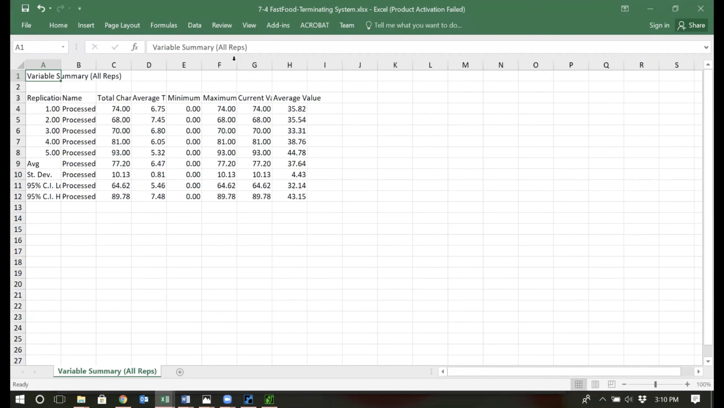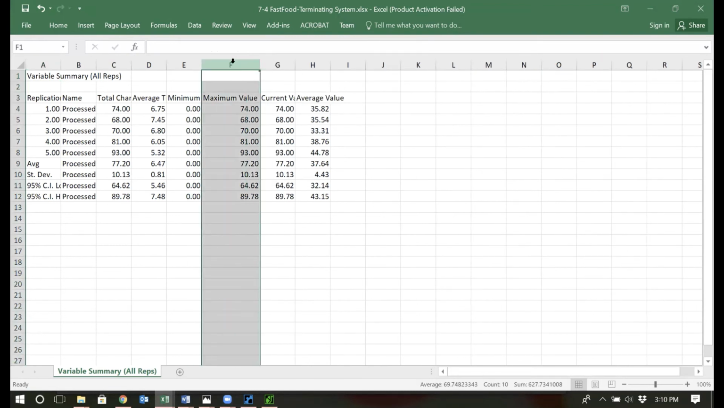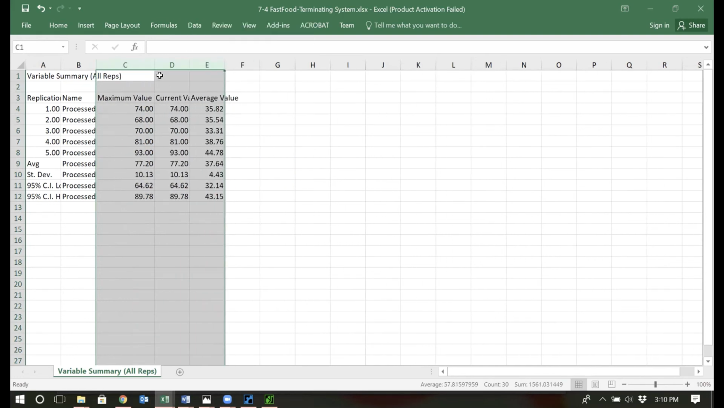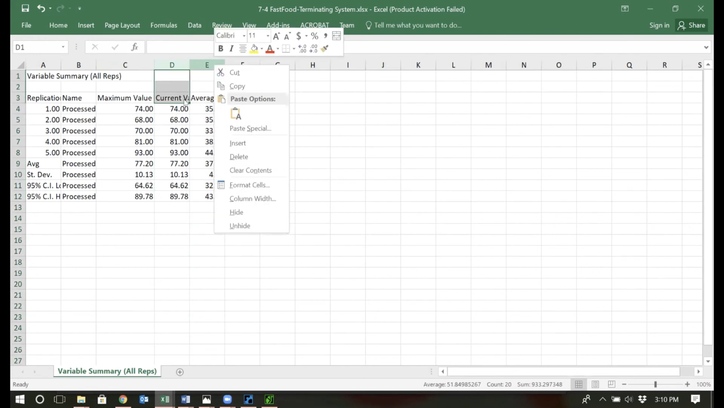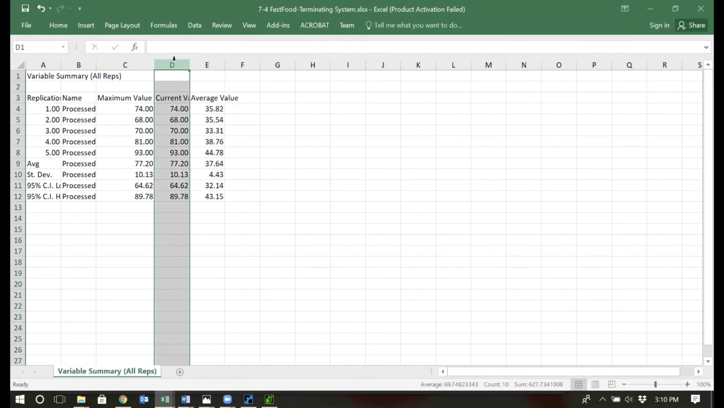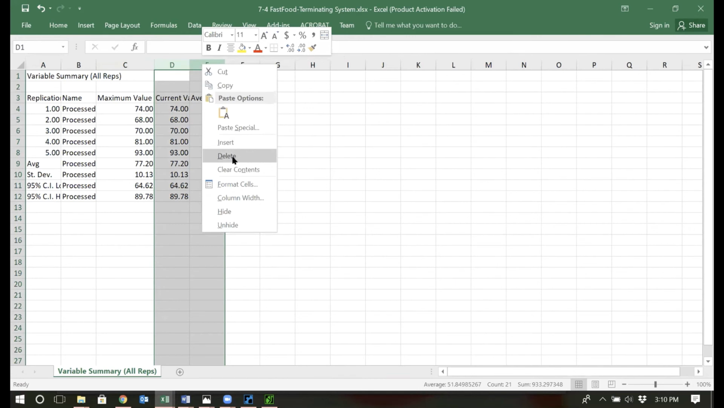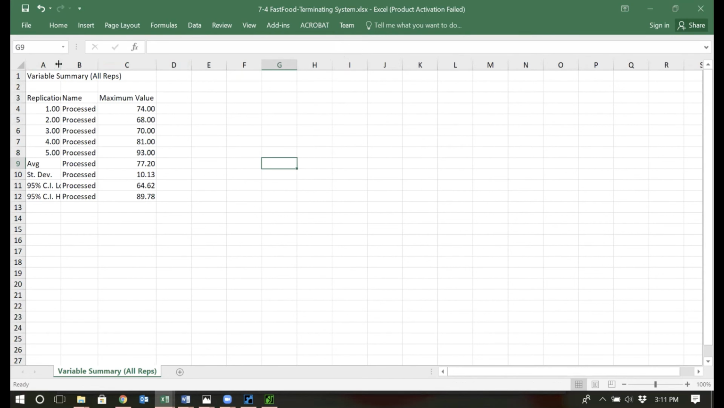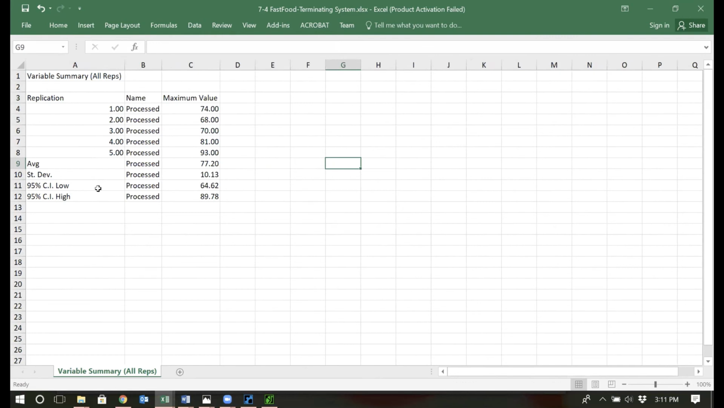So in this Excel file, what I want is the maximum. That's the column that I'm looking at, right? Delete every other column. Just keep the maximum. Okay, I have the replications, average, standard deviation, lower bound of the confidence interval and upper bound of the confidence interval. Average, lower bound and upper bound are the ones that I care about.